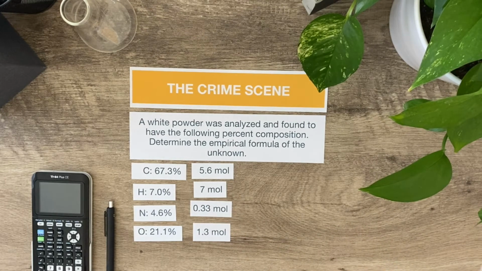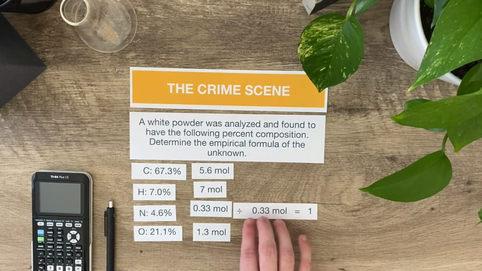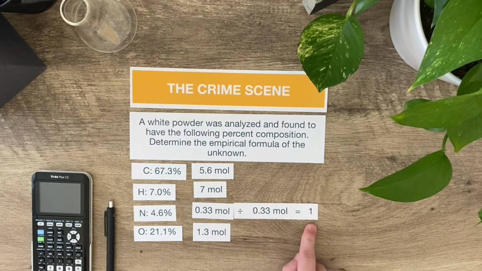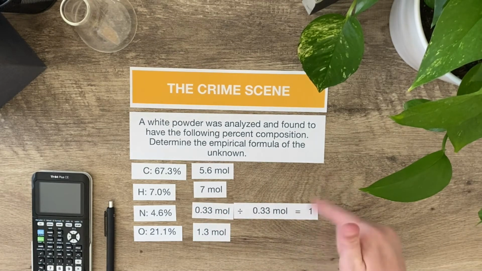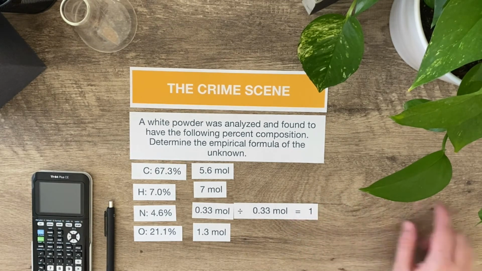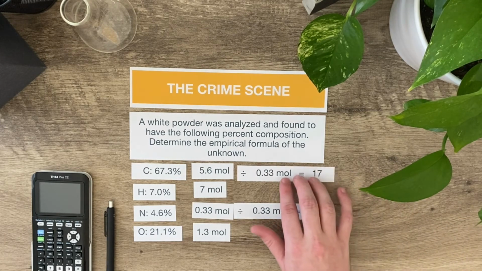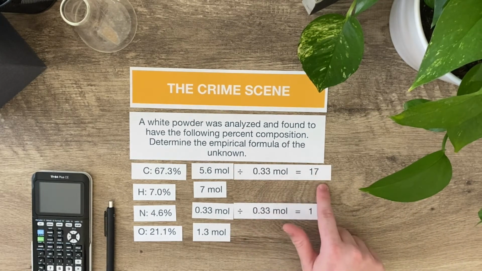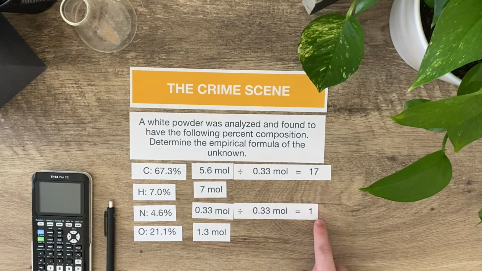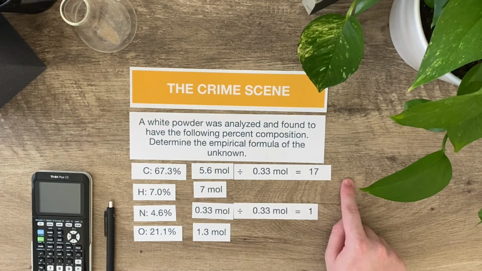The reason that it's this way is if I divide 0.33 by 0.33, I get 1. So there's 1 nitrogen for however many C's, H's, and O's. Well, in order to figure out the other ones, I also need to divide them. So if I take C, 5.6 moles, and divide it by 0.33, I get 17, which means for every 1 nitrogen, there are 17 carbons.